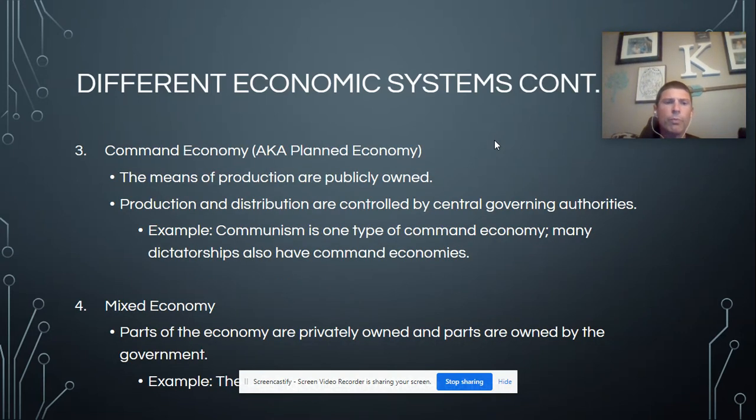So a command economy is completely the opposite, and that's where it's extremely controlled by government. The means of production are publicly owned. Actually, I should take a step back here because I kind of get these two. I often think of communist countries, but here, a command economy is really referring to communal, where everybody owns everything. So in a lot of tribes, this may be more of the case, where there is more communal ownership of everything.